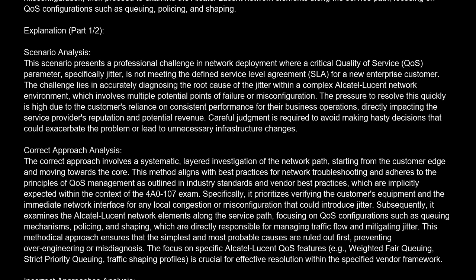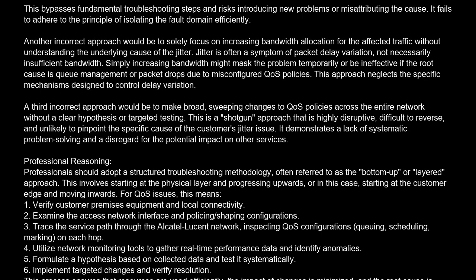Incorrect approaches analysis. One incorrect approach would be to immediately assume a core network issue and begin reconfiguring high-level routing protocols or complex traffic engineering policies without first verifying the customer's local environment and the immediate access links. It bypasses fundamental troubleshooting steps and risks introducing new problems or misattributing the cause. It fails to adhere to the principle of isolating the fault domain efficiently.